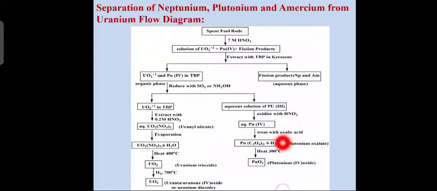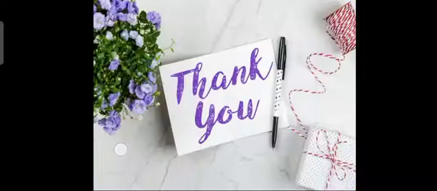Thus we can separate uranium, plutonium, americium and neptunium. Americium and neptunium are separated here. Plutonium is separated here, and then uranium is separated here. So thus we can separate neptunium, plutonium and americium from uranium. So with this, this chapter is over.